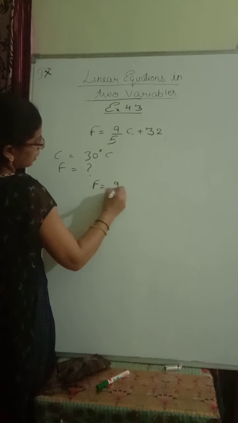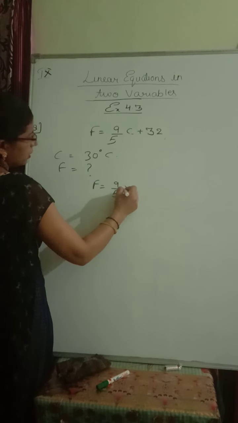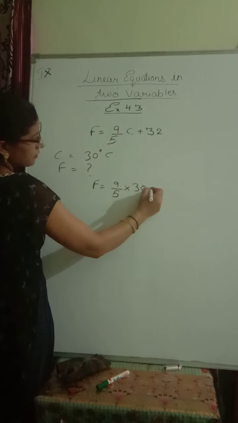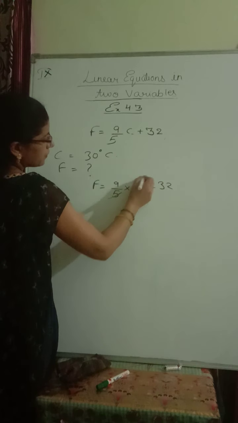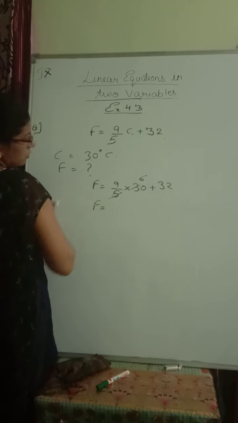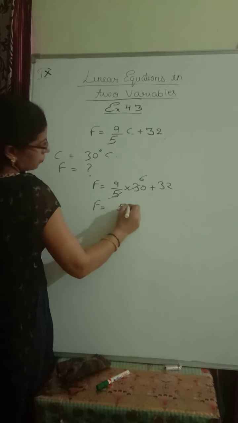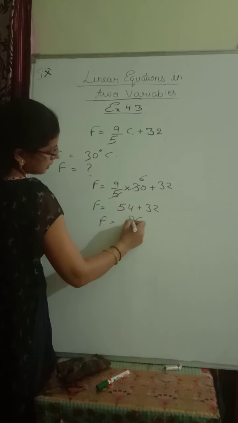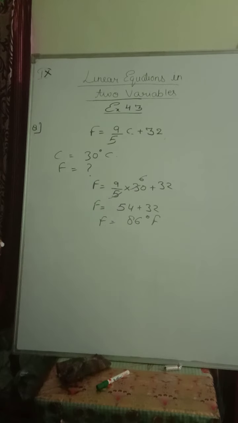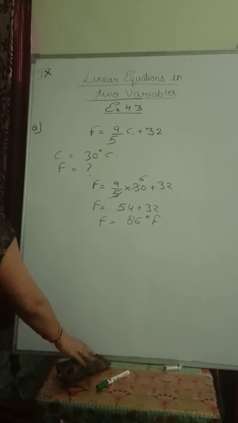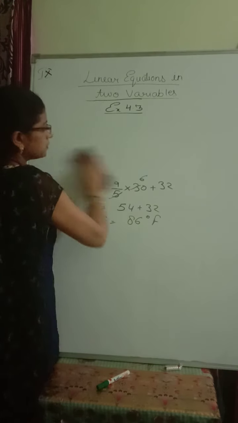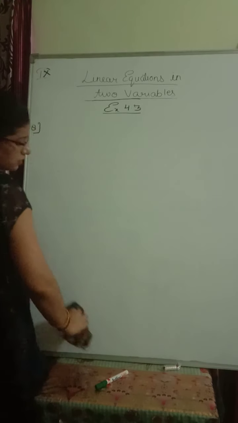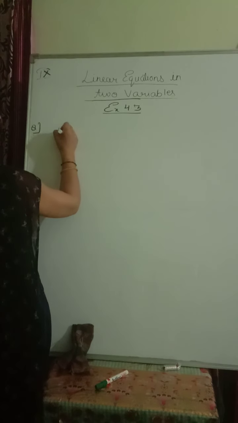F is equal to 9 upon 5. In the place of C, write 30 because degree Celsius is given to you, plus 32. 5 6s are 30. F is equal to 6 9s are 54 plus 32. So F is equal to 86 degrees Fahrenheit. So your second part is 86 degrees Fahrenheit. Okay, so let us move to the third part.